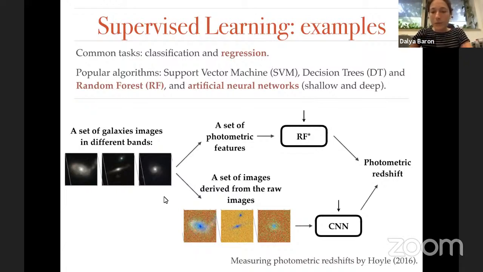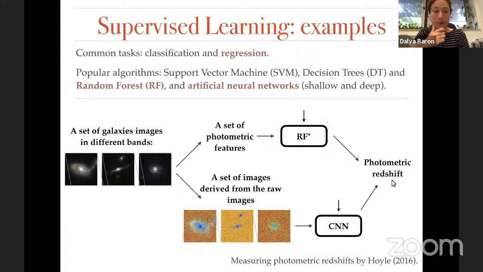So in this paper by Hoyle, he took images of galaxies in different bands. And again, in a similar fashion, he extracted a set of photometric features, various magnitudes and colors that he can extract from these images in different bands. And using this set of photometric features, he then trained something that is close to a random forest. It's not exactly, it's a different type of forest. He trained it in order to predict the photometric redshift of galaxies, basically.